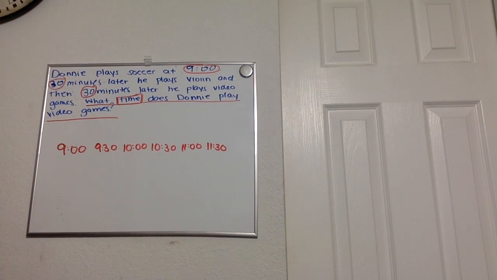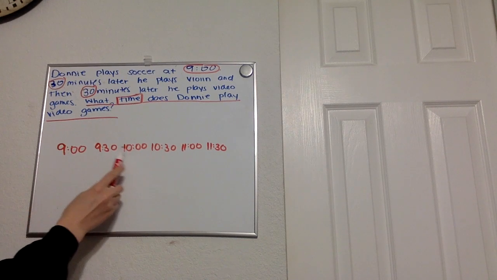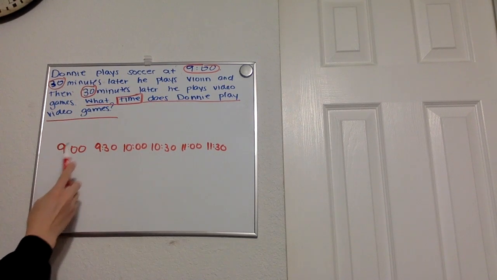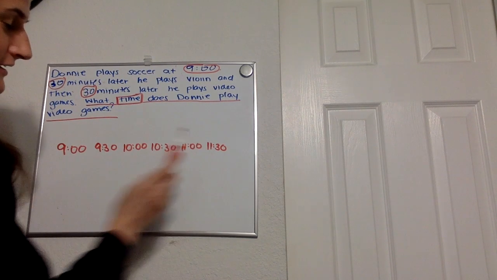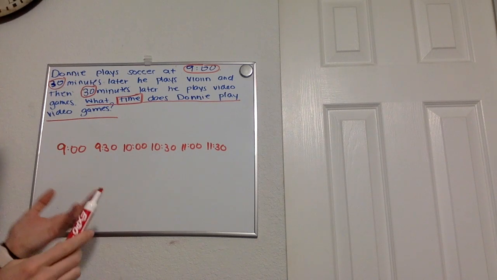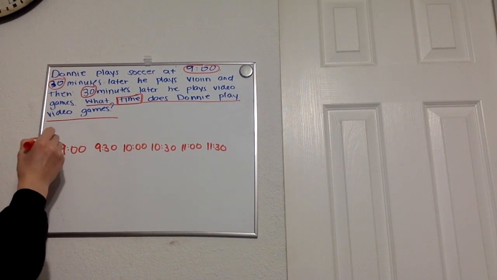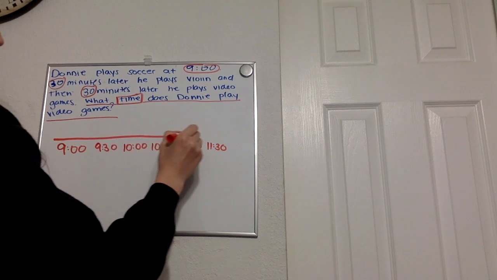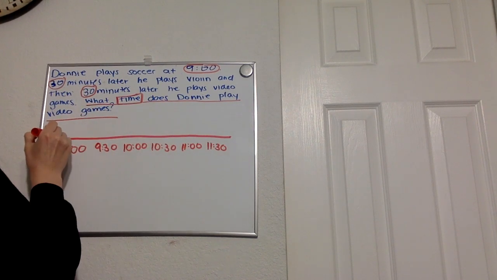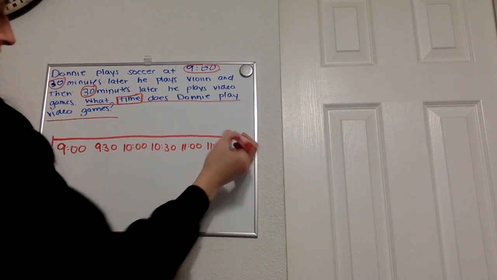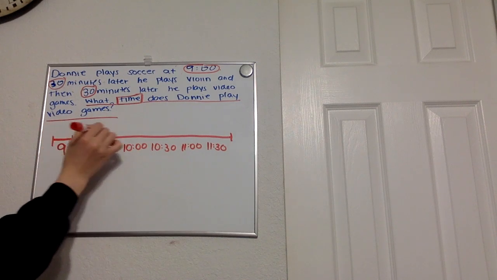You'll notice that it goes in a super simple pattern: o'clock, 30, o'clock, 30, o'clock, 30. 9, 9, 10, 10, 11, 11, okay? So there's a simple pattern. So this number line is not very challenging to draw. You just need to make sure that you are switching off from o'clock to 30. So here's my number line.